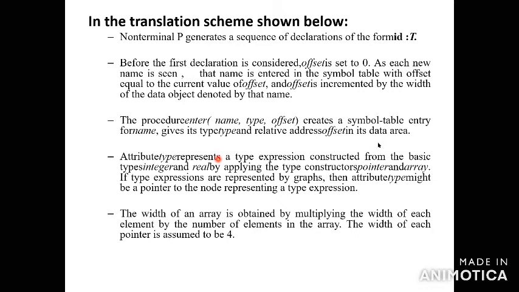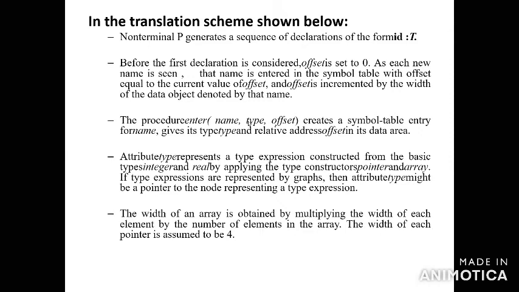So in the declaration part, for the first declaration, the offset is set to 0. Each name is entered into the symbol table with the offset, and the value of the address will be indicated as 0. Okay, that is the first thing.